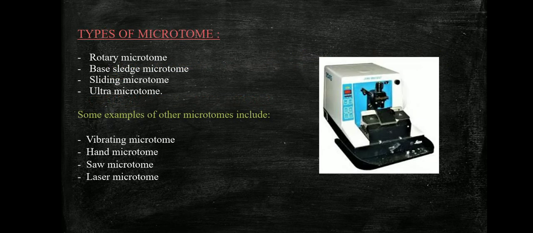Then types of microtome, we have rotary microtome, base ledge microtome, sliding microtome, ultra microtome, and there are some other examples of microtomes include vibrating microtome, hand microtome, saw microtome, laser microtome. This diagram represents the rotary microtome.